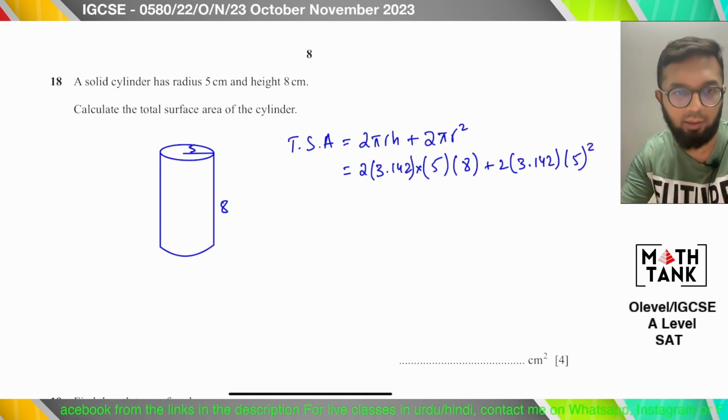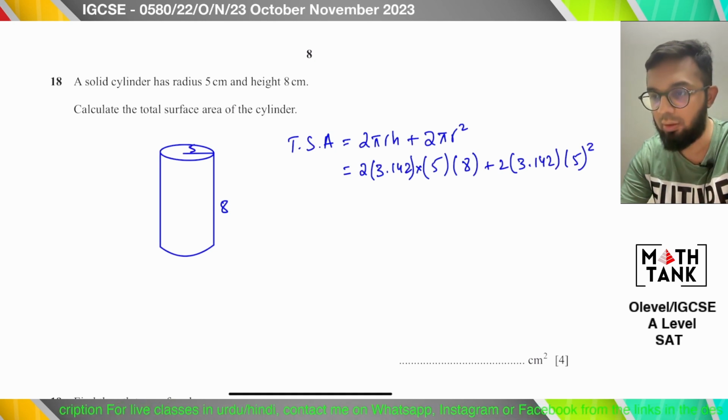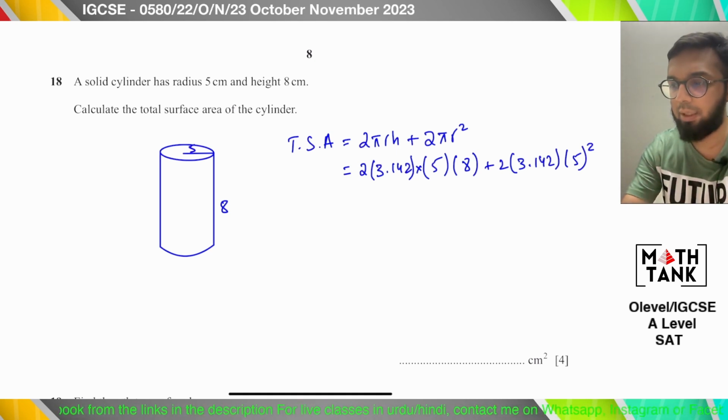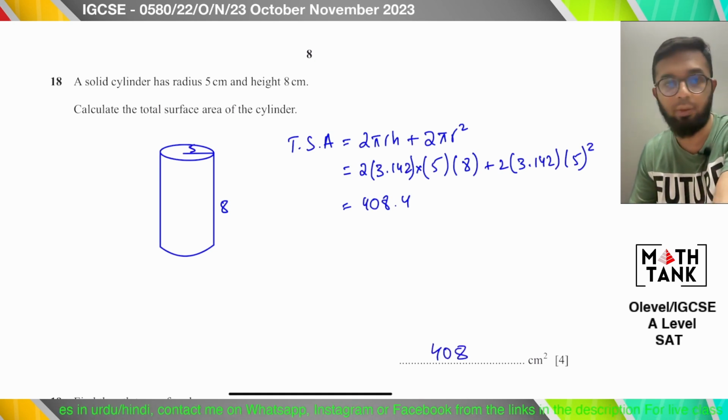Okay, let's see if we get the correct answer. 2 times 5 times 5 times 8 plus 2 times 5 times 25. 135, or in decimals, it's 408.4, rounded to three significant figures, so 408.